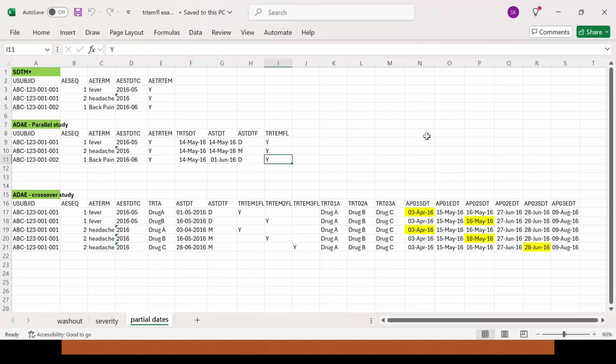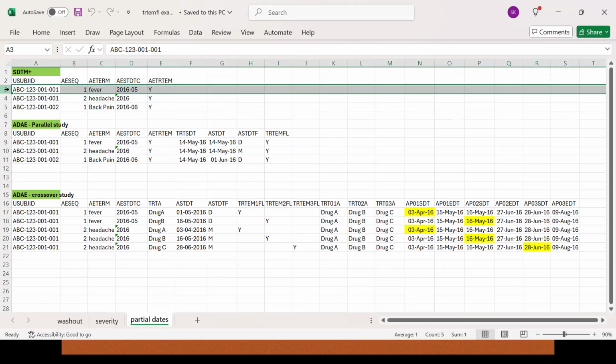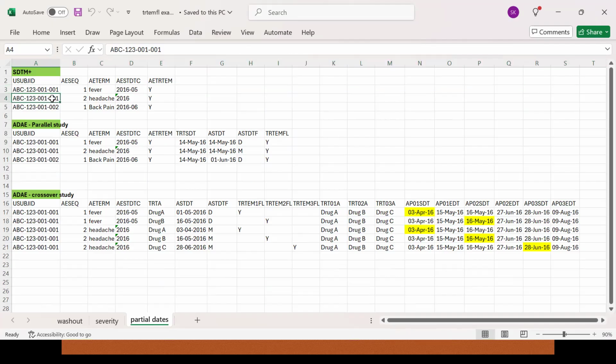So now let's take the same example which I have taken earlier here. So right now, I will be considering only the first subject where we have two adverse events. First adverse event is fever and the second is headache.